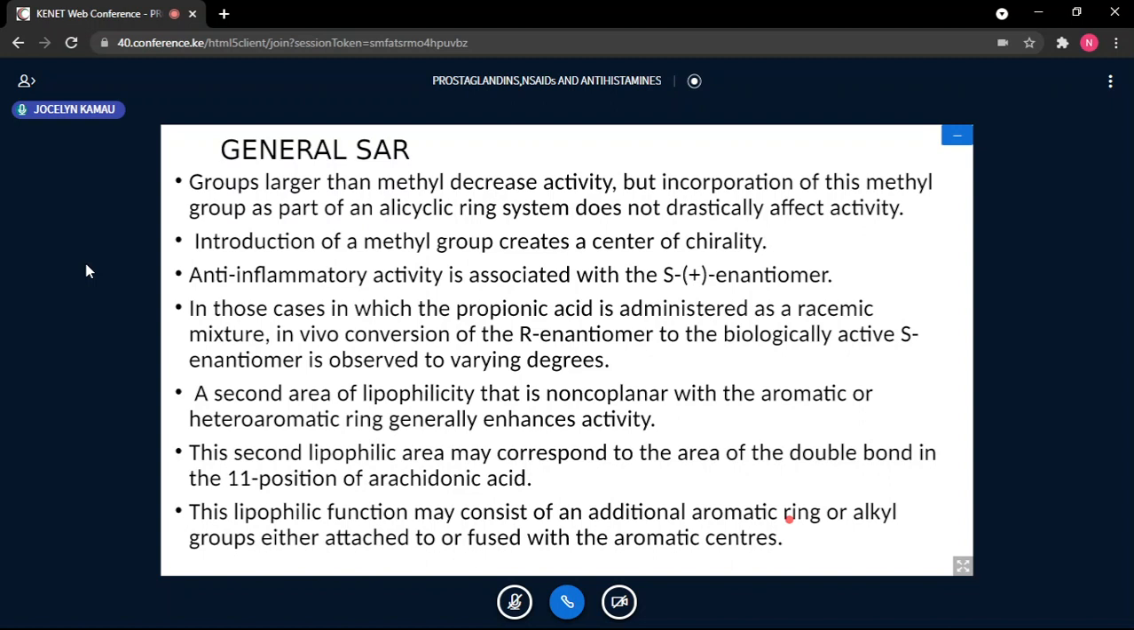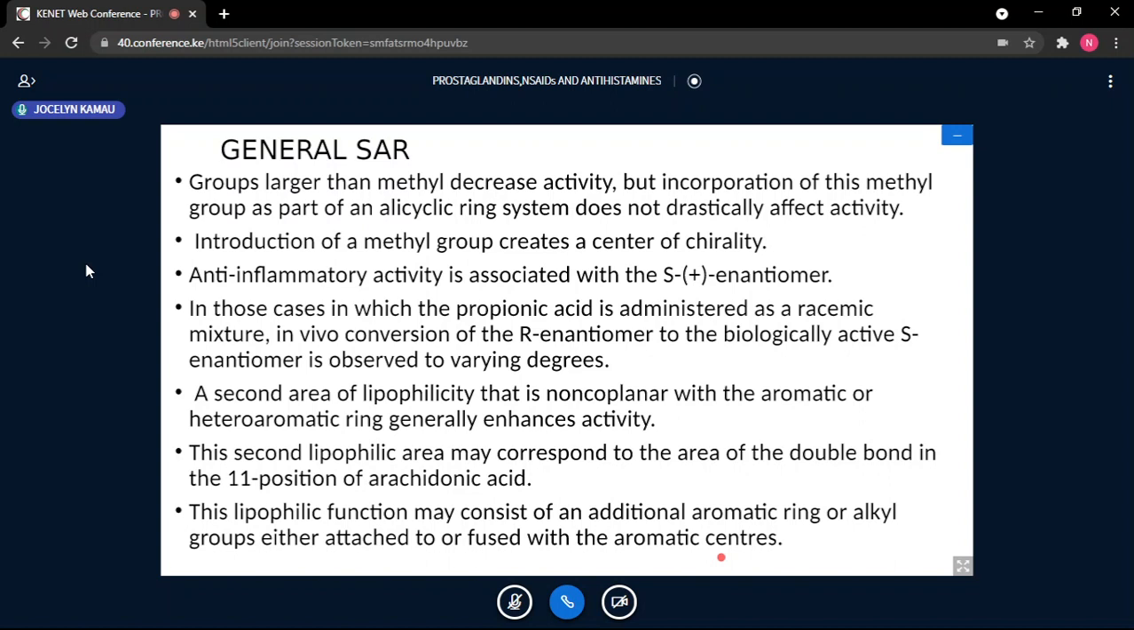If you look at naproxen, you can see the first aromatic ring and the second aromatic ring are fused together. And that's how we are saying that this lipophilic function may consist of an additional aromatic ring or alkyl groups, either attached to or fused with the first aromatic center. So it can be fused, as in naproxen, the very good example. It can be attached through a polar group, like in fenoprofen. That group might not be an aromatic group. It can be an alkyl group with retention of activity.